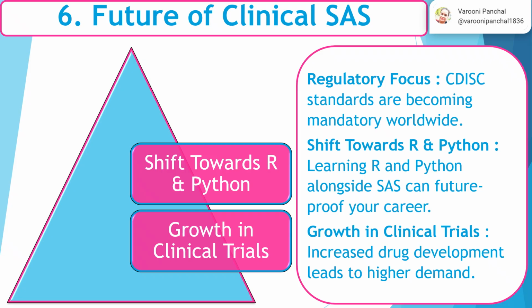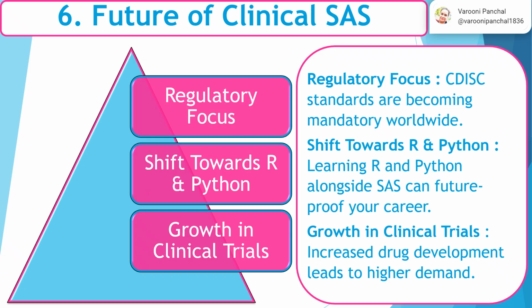R is a very simple programming script. You can easily download it free of cost from the internet. It's very easy to download. Python is a booming kind of stream which is coming nowadays. So nowadays if you see, the shift is slowly moving to R and Python from SAS. Now the regulatory focus is CDISC, the standards, and it's becoming mandatory worldwide. Like I said, the worldwide streams are always into maintaining standards across all the molecules and across all the industries.